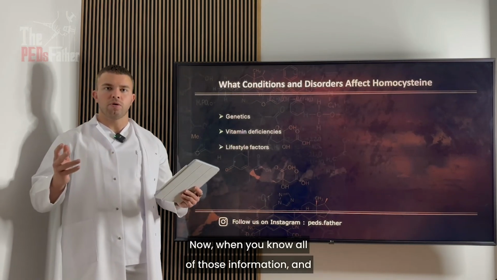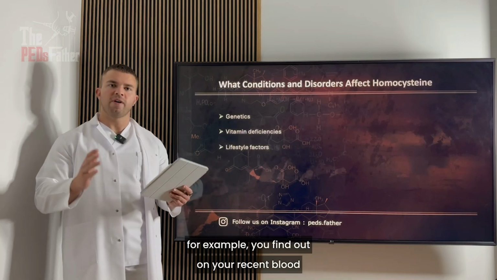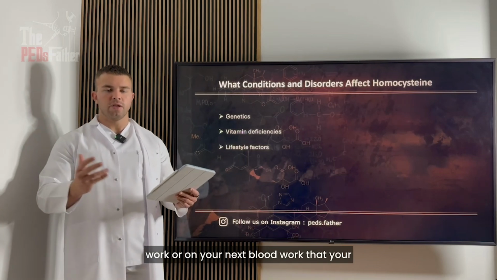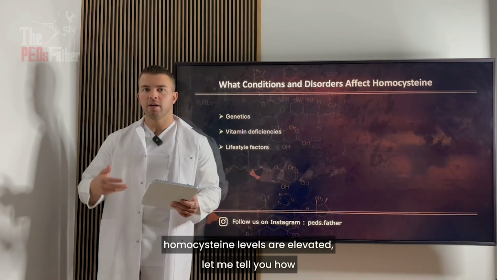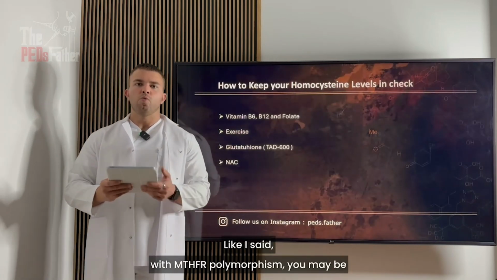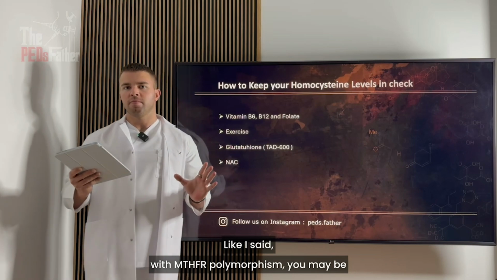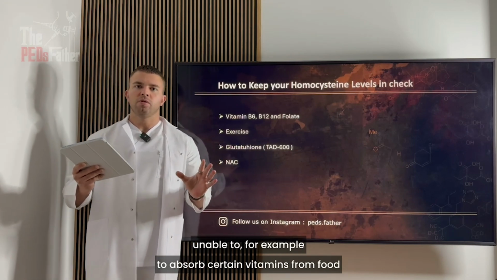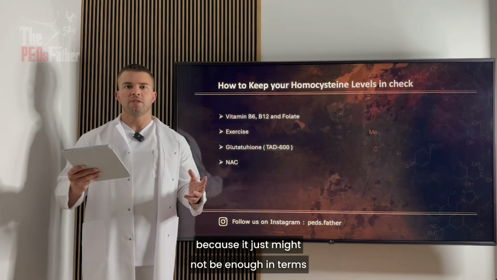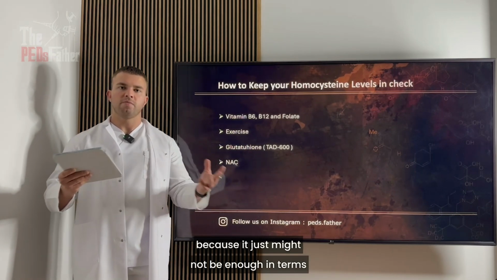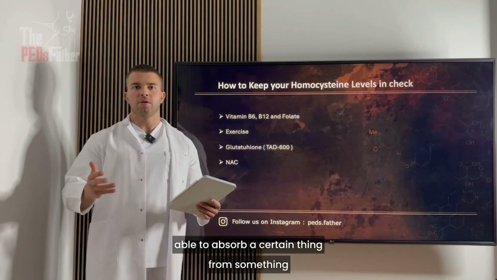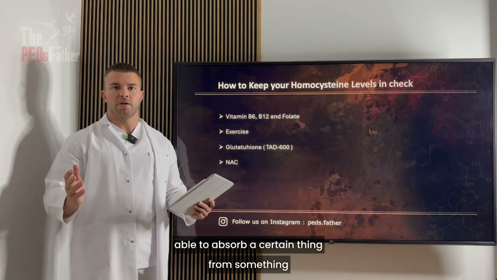Now, when you know all of this information, and for example, you find out on your next blood work that your homocysteine levels are elevated, let me tell you how to keep your homocysteine levels in check. Like I said, with MTHFR polymorphism, you may be unable to, for example, absorb certain vitamins from food because there might not be enough in terms of bioavailability, which basically means how well you are able to absorb a certain thing from something.